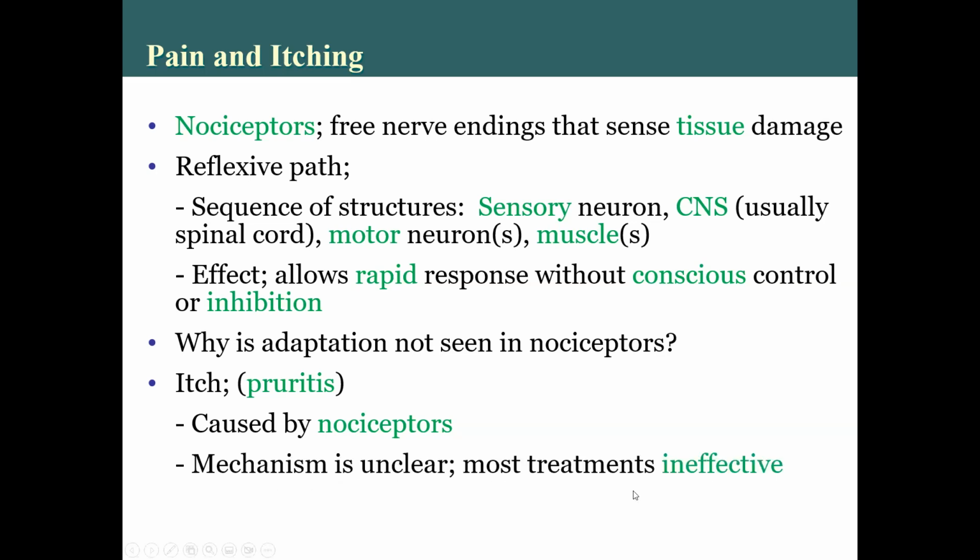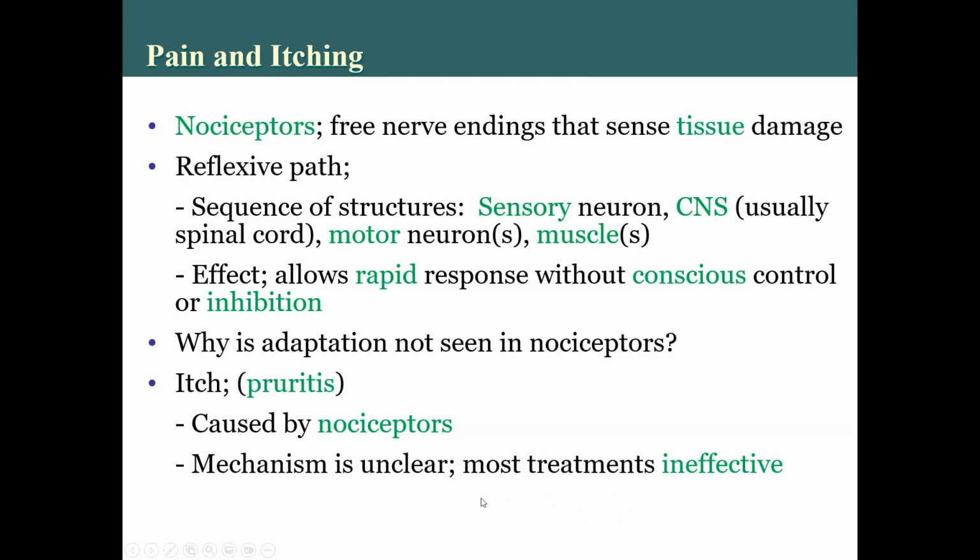The mechanism is unclear. Most treatments are ineffective. Some people get some benefit out of hydrocortisone, but I personally really like Gold Bond. Gold Bond does a great job with itch. So if you do have chronic itch, I used to have a lot of chronic itch, and I only found Gold Bond effective.